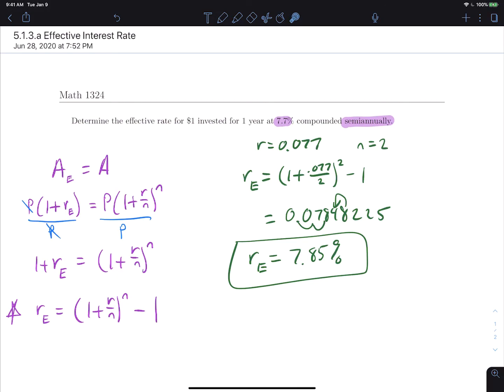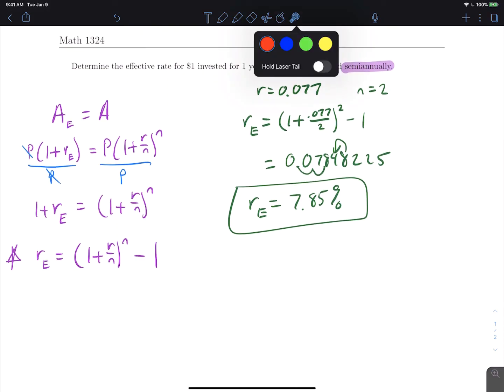And we'll talk more about that in future examples. But for now, here we go. The effective interest rate is going to be 7.85%.